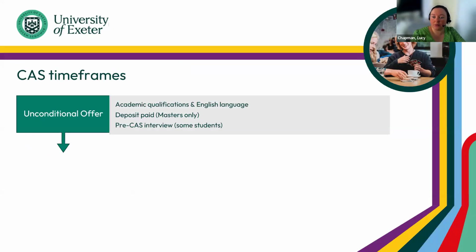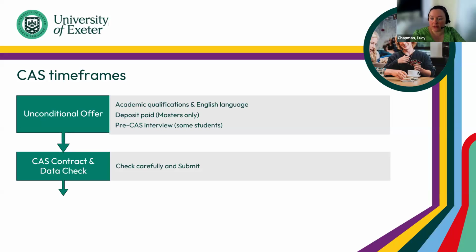Let's look at CAS timeframes. The process starts once you've met all the conditions of your university offer. This means that you have met the academic and English qualifications required for your programme. For master's students, you also need to pay the required tuition fee deposit. Some students will also be required to attend a pre-CAS interview. Once you've met all of your conditions, you will receive your unconditional offer.